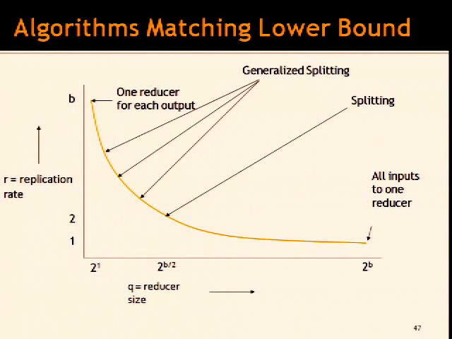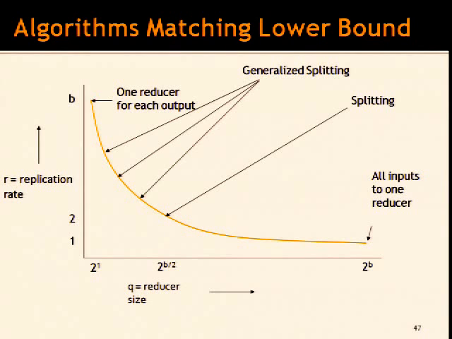if q is 2 to the b, that is all possible strings, then I can just send them all to one reducer and have that reducer figure it out somehow. So you get a replication rate of 1. And remember, log base 2 of 2 to the b is b. So r is b over b, or 1.